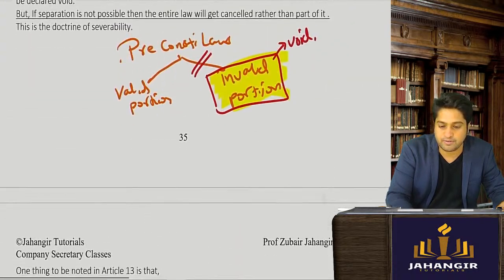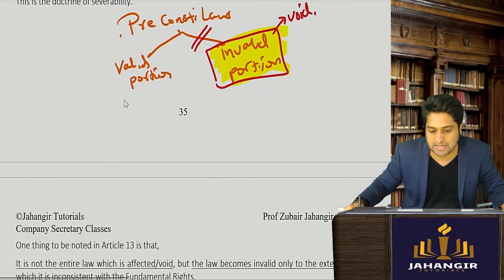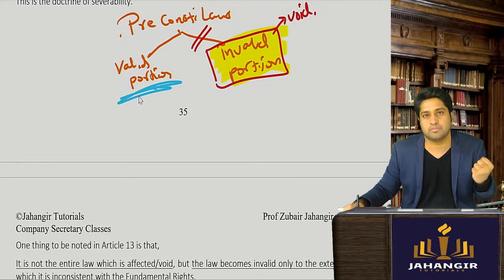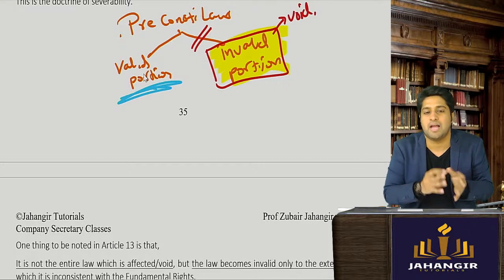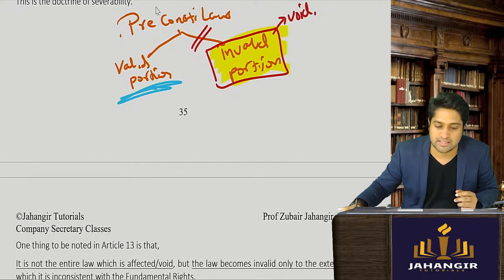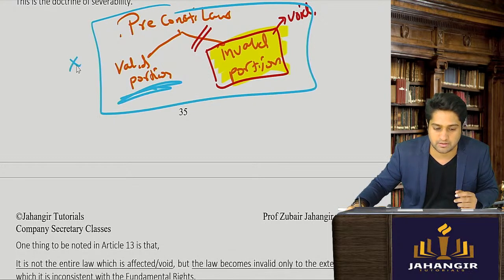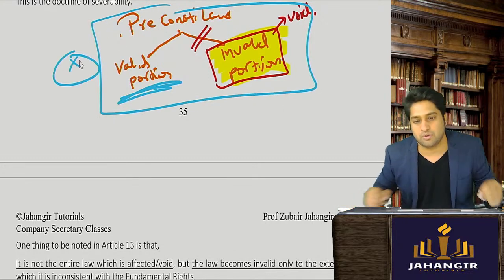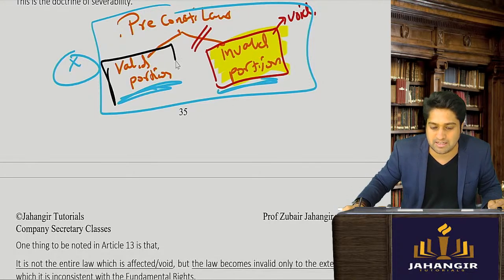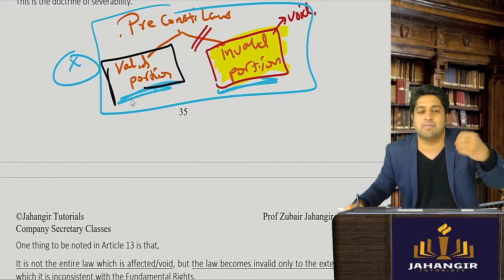But if the valid portion which is left out is not able to stand alone, if the valid portion is very little and because of that the object and the purpose of the act cannot be fulfilled, then the full act will be repealed. So first we will try only to separate them and see whether the valid portion can be left alone and whether it can be allowed.